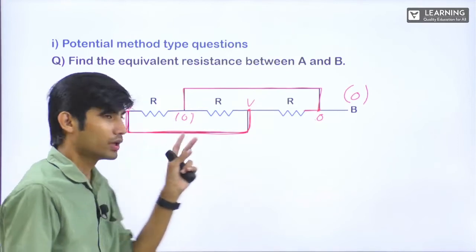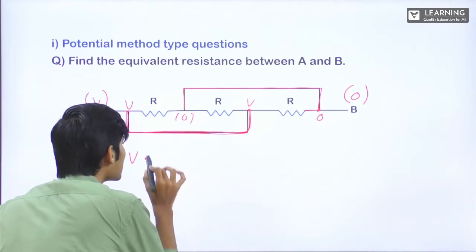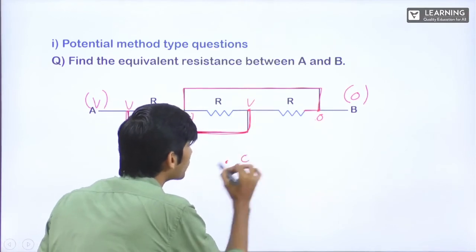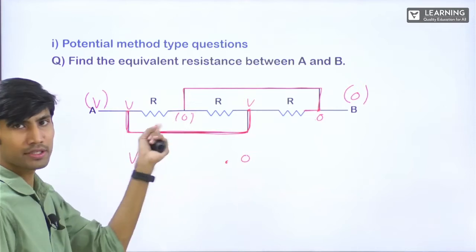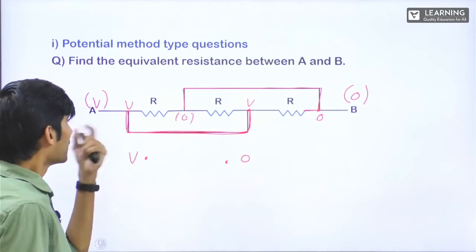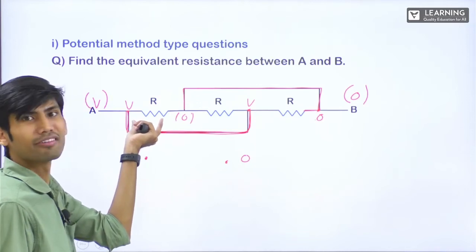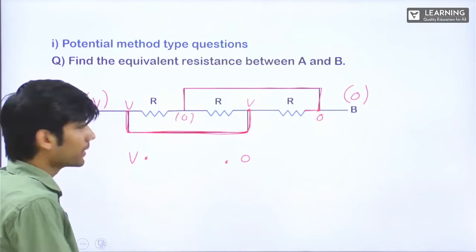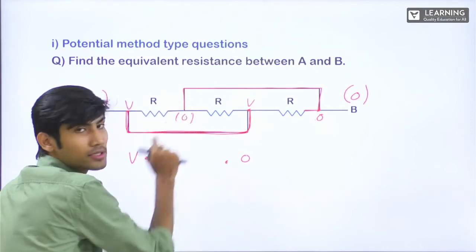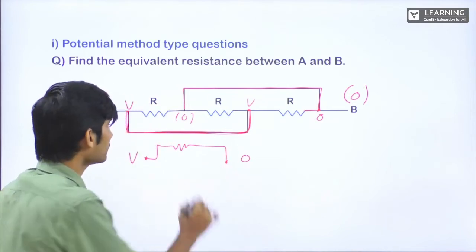Now see, there are 2 points, right? One point is at potential V, one point is at potential 0. Can you see any other potential? Only V is there and 0 is there, right? Now if I talk about this resistance, it is between V and 0. So now if I mark 2 different points, this resistance is between V and 0. So I'll make one resistance between V and 0. R.